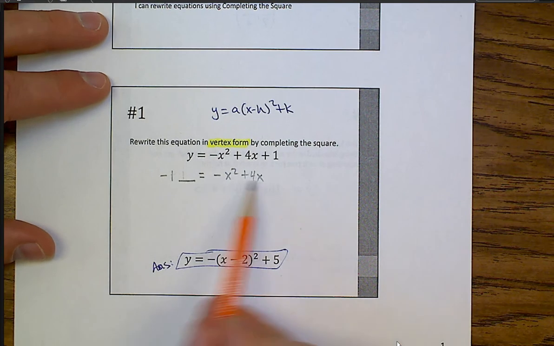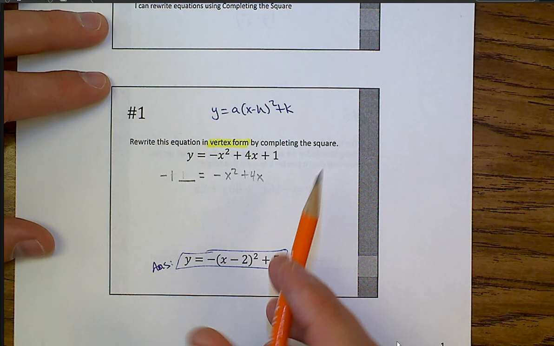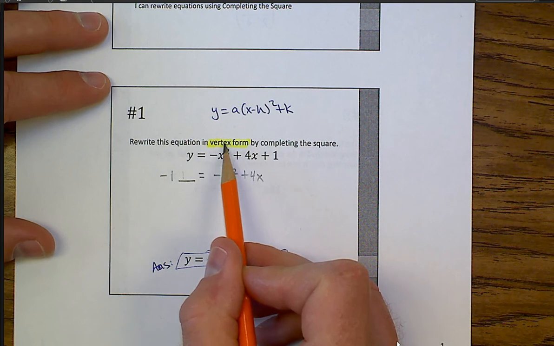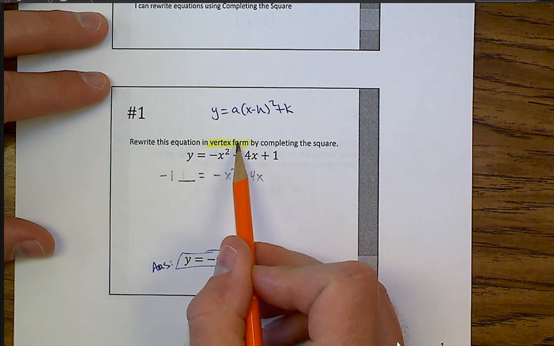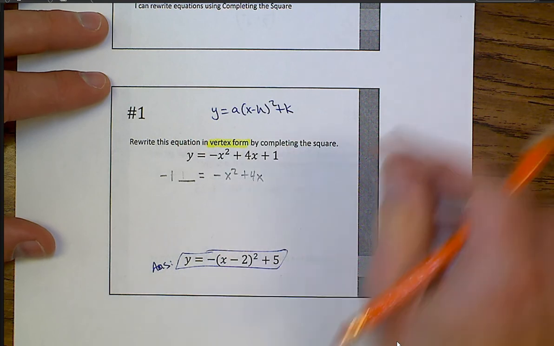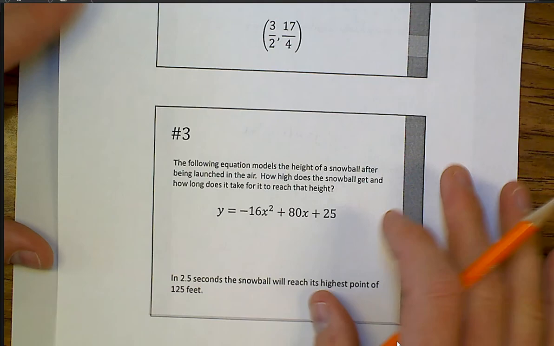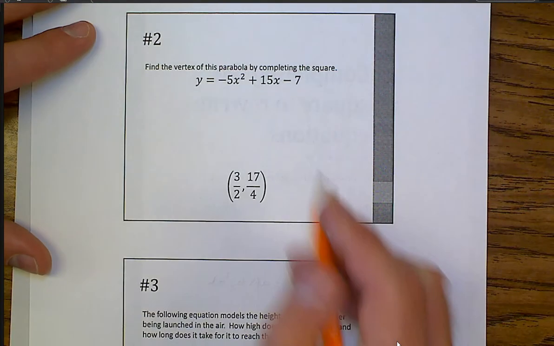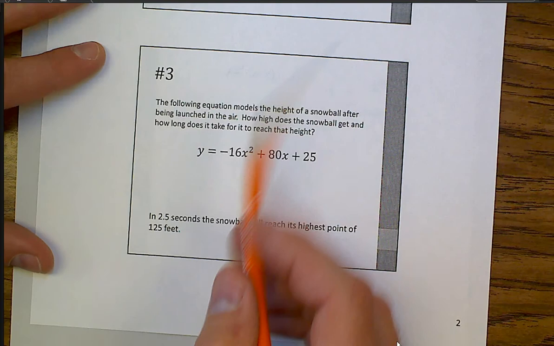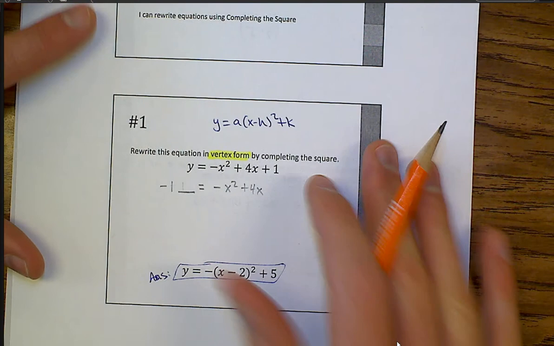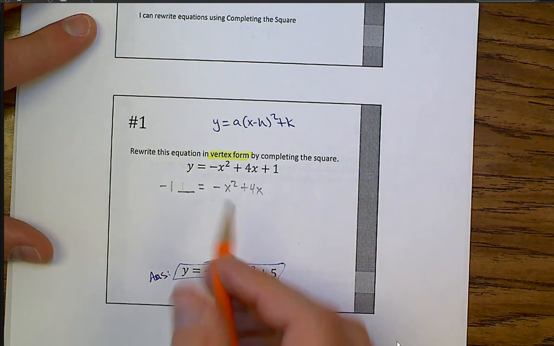Now, normally when we were doing this on completing the square, we would just divide everything by negative 1. The problem with that is we want to have an a value, and we want to keep it in vertex form. So in all the problems we do, and even if you take a look at this slide here, number 2, you have an a value of negative 5. Here you have an a value of negative 16. We want our final answer to have that a value.